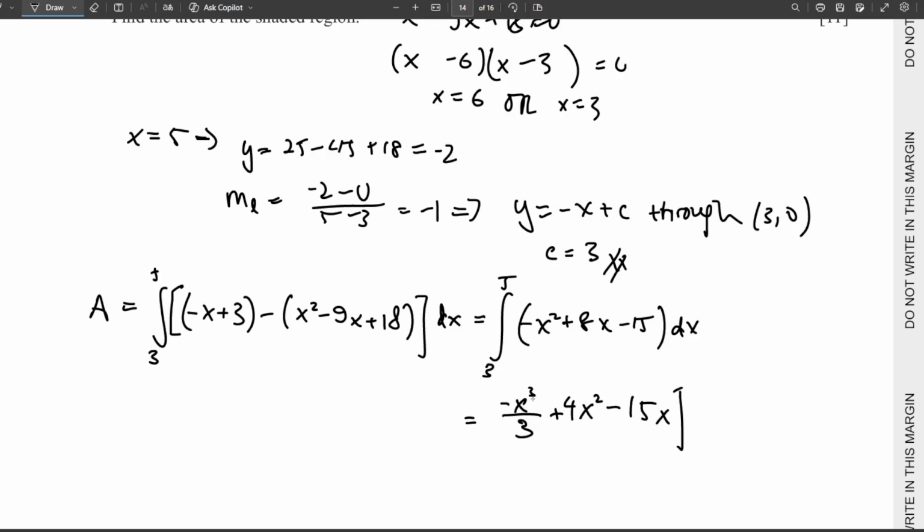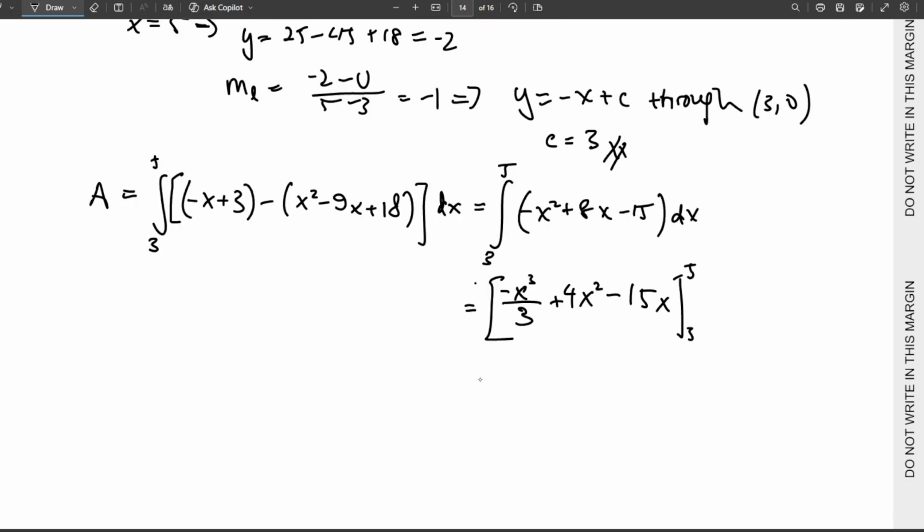And we have the limits, so we don't have to add the arbitrary constant, we just plug in the limits. So 5 cubed, this is something you need to recall immediately now. It's 125 divided by 3, 5 squared, that is 25.